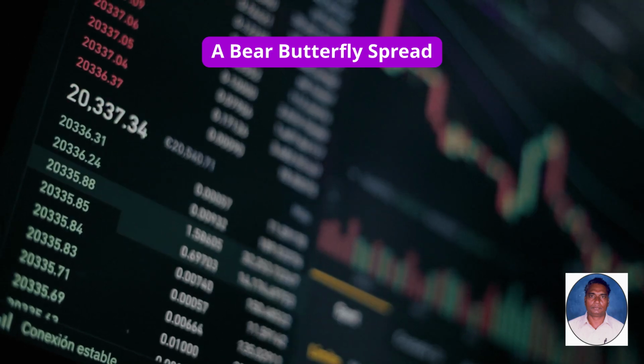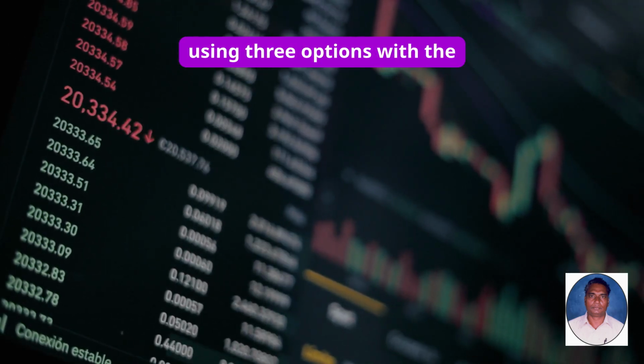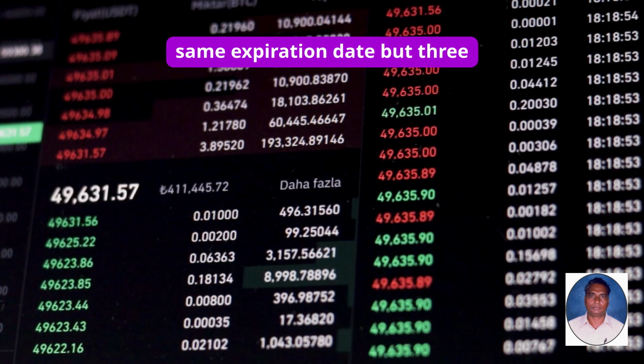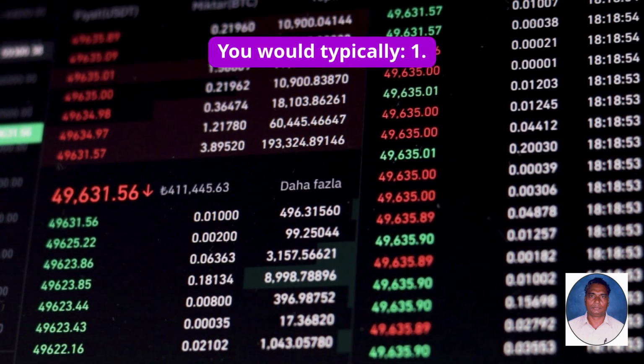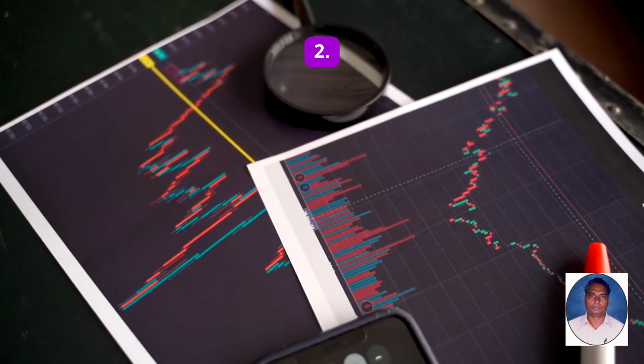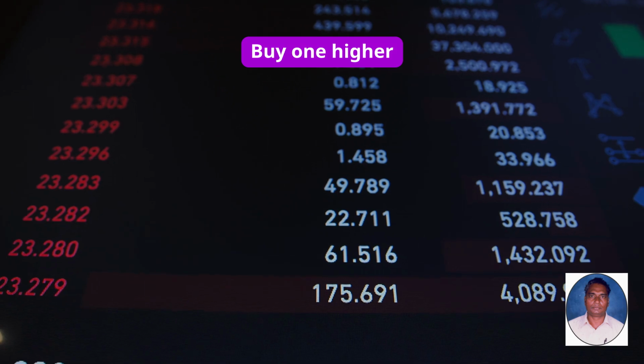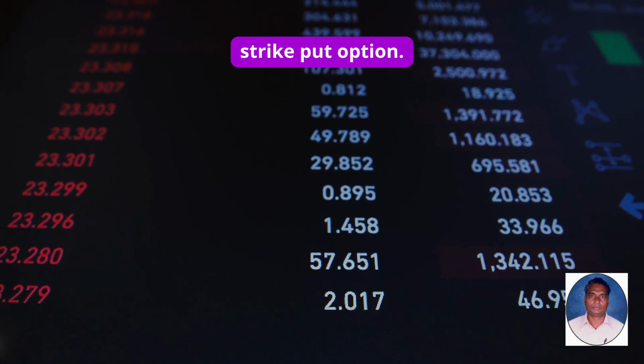A bear butterfly spread is a neutral to bearish option strategy constructed using 3 options with the same expiration date, but 3 different strike prices. You would typically: 1. Buy 1 lower strike put option, 2. Sell 2 middle strike put options, 3. Buy 1 higher strike put option.